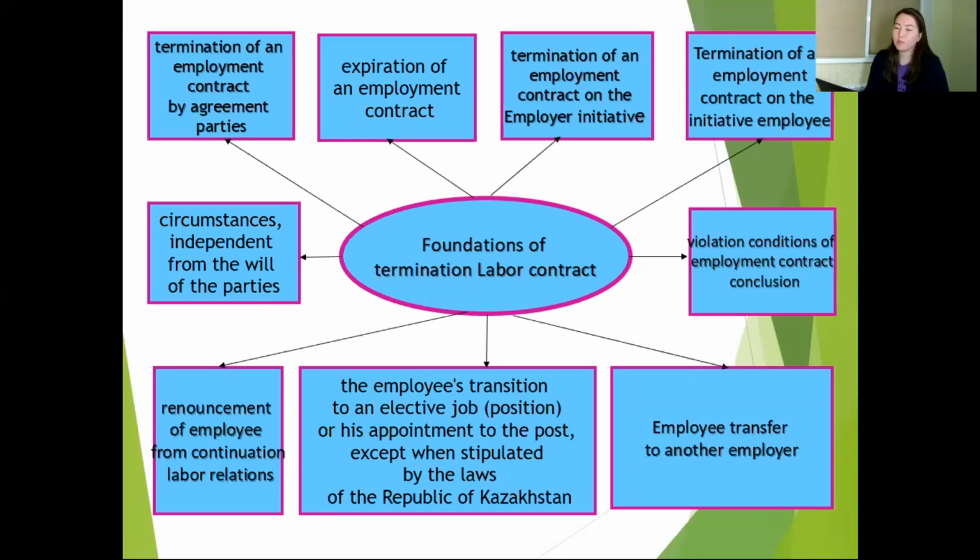Okay, foundations of termination of a labor contract. Termination of an employment contract by agreement of the parties, expiration of an employment contract, termination of an employment contract on the employer's initiative, termination of an employment contract on the employee's initiative, violation of conditions of the employment contract, employee transfers to another employer, transition to an elective job, renouncement of the employee from continuation of labor relations.